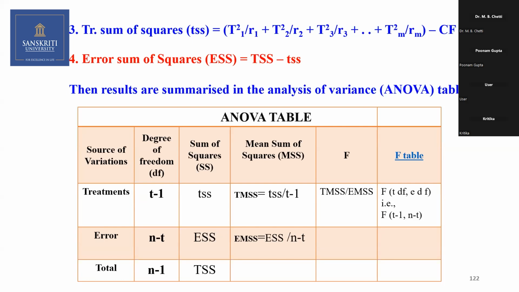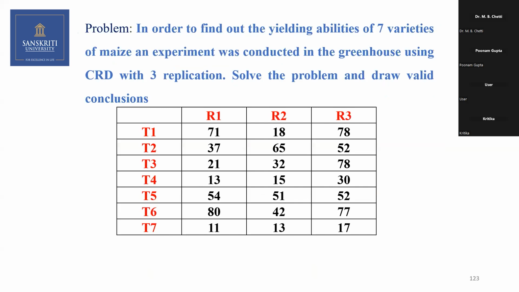Then the next step, once the F is significant, we would like to know which particular treatment is better and which one is not better. Here we have taken one example. 7 varieties of maize experiment was conducted in the greenhouse using CRD with 3 replications. Solve the problem and draw a valid conclusion.